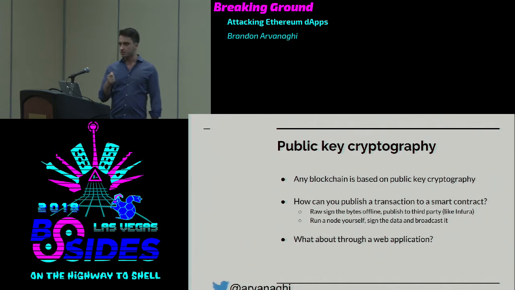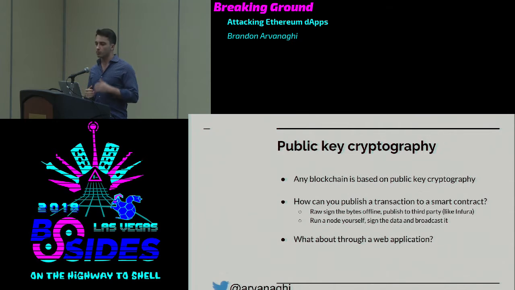So the point of being able to use a dApp, or interact with Ethereum smart contracts through a web application, is that you need to have a private key involved somewhere, right? You need to own your private key and be able to use it through this web application that ultimately talks to a smart contract. So blockchains are based on public key crypto. So how do you get a private key involved, right?